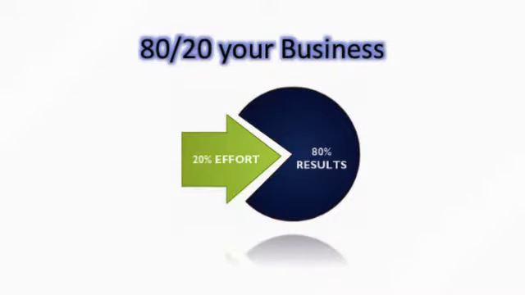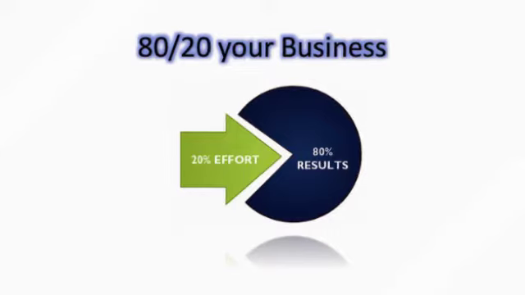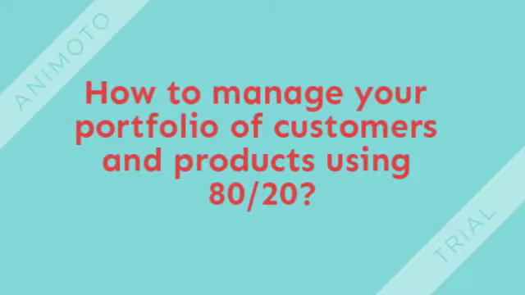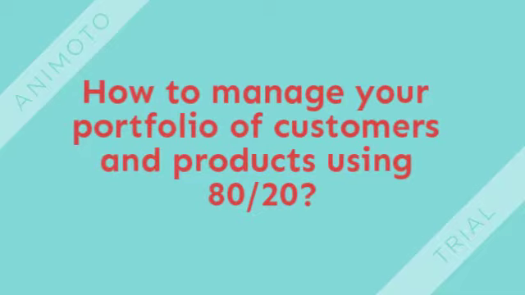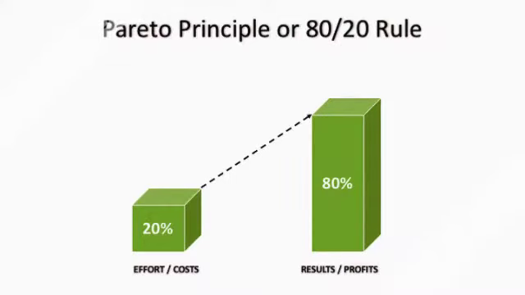Food for Thought is a series of brief videos aimed at helping small to mid-sized companies to make more money and grow. This video teaches you how to apply the 80-20 rule to manage and improve the profitability of your customer and product portfolio. Aside from your people, your customers and products are your most valuable assets.